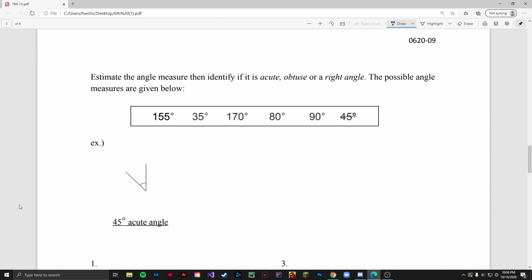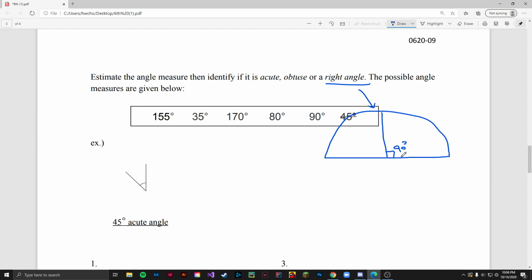Alright, the next page is going to be about measuring angles. So, let's draw something. So, this is 90 degrees, right? You guys learned this, 90 degrees. So this is a right angle. It's a right angle right here.